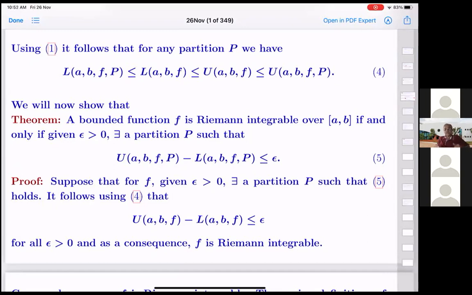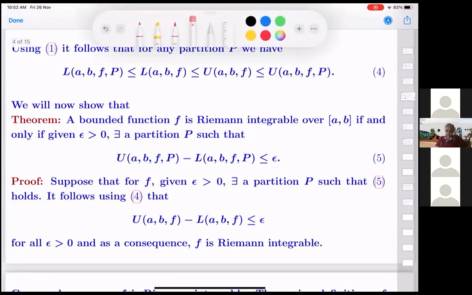To reduce the headache, how do you show that something is Riemann integrable? Because you are taking a supremum over a large number of objects. So here is a beautiful theorem: a bounded function f is Riemann integrable over the interval a to b if and only if, it's like the epsilon-delta thing, but there is no delta, there is a partition. Given epsilon, there exists a partition P such that U(f,P) minus L(f,P), the distance between the upper bound and lower bound for that partition, is at most epsilon.